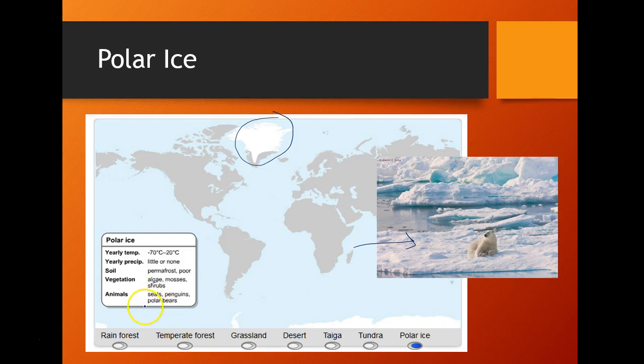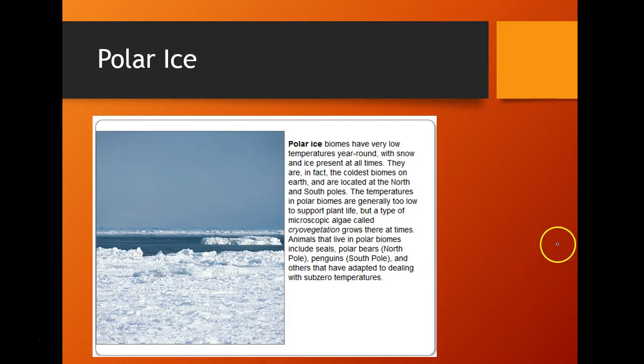The animals that live there are well adapted to the environment. They're seals, penguins, and polar bears. So again, very low temperatures year round. Ice is present all the time, and it's the coldest biome on Earth. It's located at the north as well as the south poles. And because the temperatures are so low, there's very little plant life that exists, and animals, again, have to be adapted to dealing with those sub-zero temperatures.